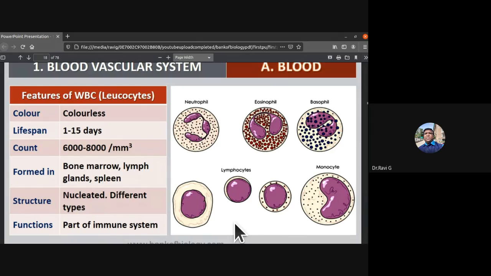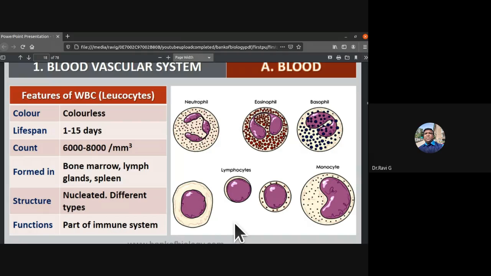If the number of WBC is higher, the person is diagnosed with leukemia or blood cancer. The WBC count is 6,000 to 8,000 per cubic millimeter of blood. So it is very low in number.